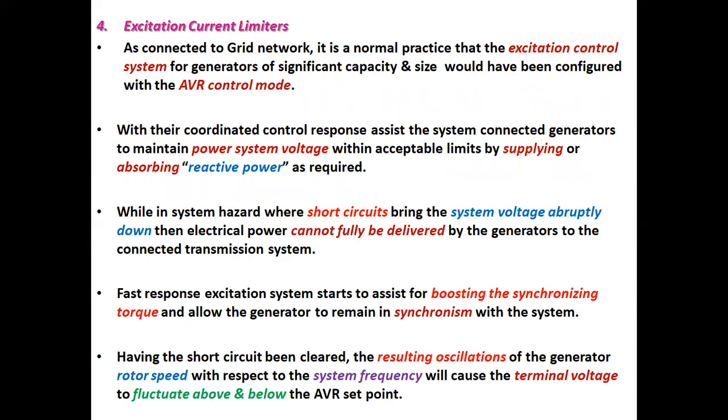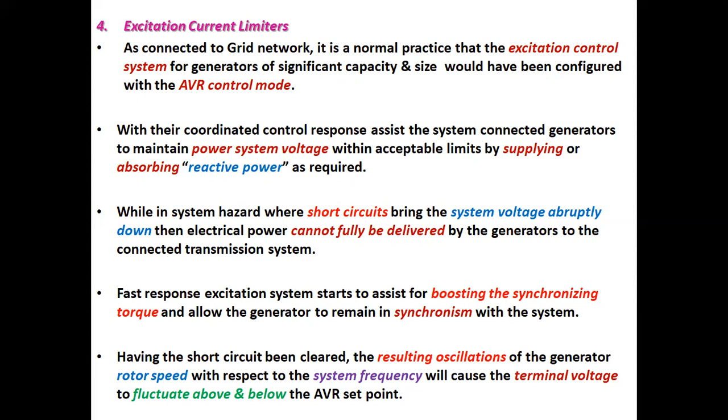Number 4, excitation current limiters. As connected to the grid network, it is a normal practice that the excitation control system for generators of significant capacity and size would be configured with the AVR control mode. With their coordinated control response, they assist the system connected generators to maintain power system voltage within acceptable limits by supplying or absorbing reactive power as required.